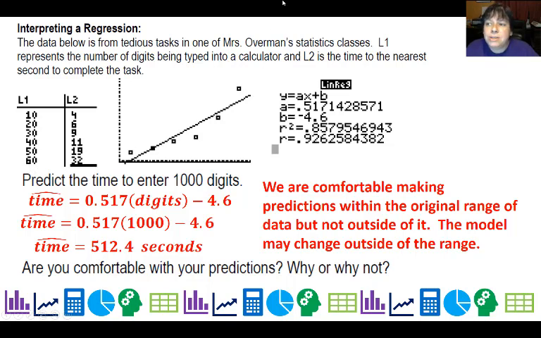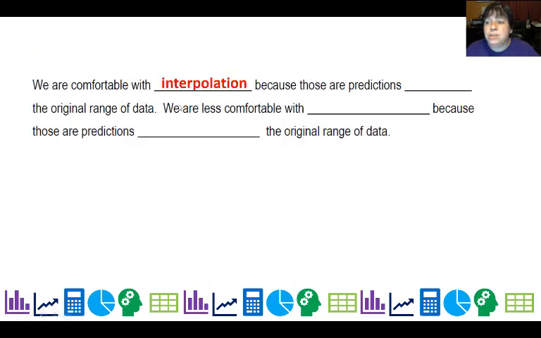Maybe this is getting exponential. You see what I'm saying? Maybe this person is taking longer and longer every time the number of digits is increased. So I'm not so comfortable with my prediction of 512.4 seconds, but I'm pretty comfortable with my 8.5 seconds. Well, we are comfortable with, that's called interpolation, when we are within the original range of data, and we're good with that. Not so much with extrapolation, because those are predictions outside of the range of data.